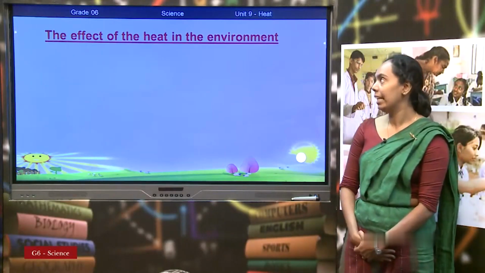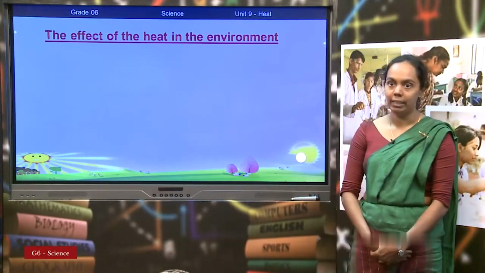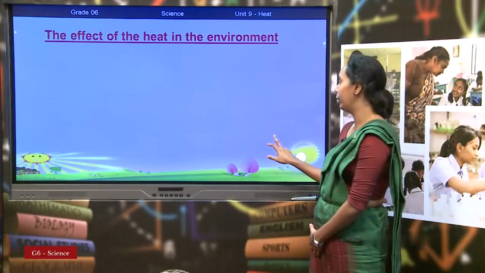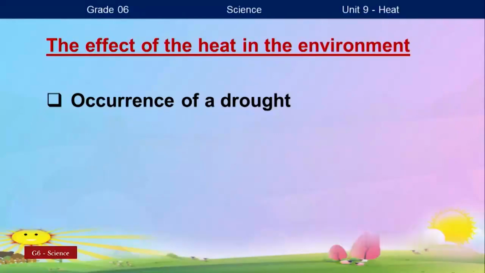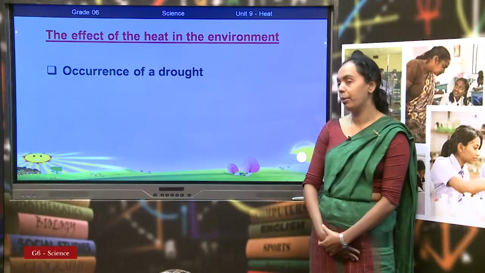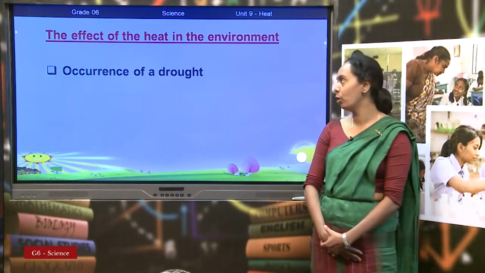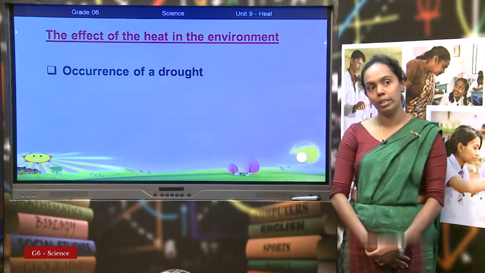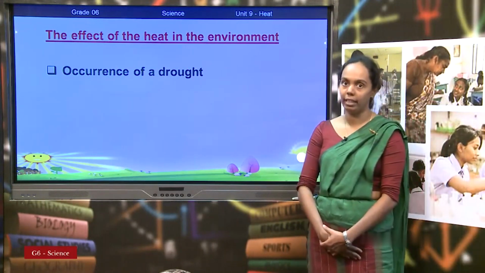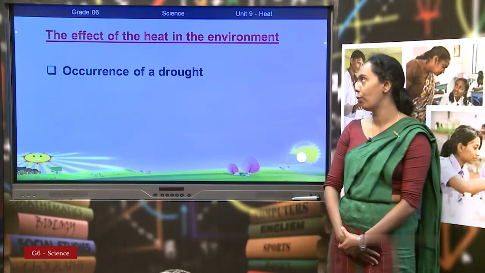Then we will see the effects of heat on the environment. Here, first we are going to learn about the occurrence of a drought. Now we will see what is meant by a drought. A drought is when a certain area gets less than 75% of the expected rainfall. When a drought comes, the environment becomes very dry and is covered with dust, and the water in tanks, rivers and lakes evaporates due to the heat of the sun.